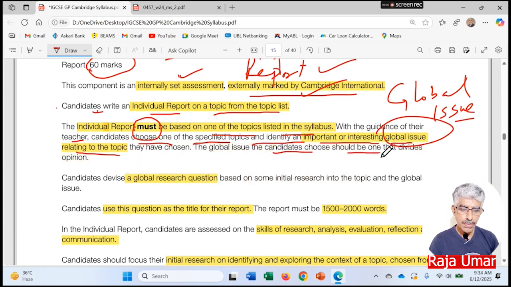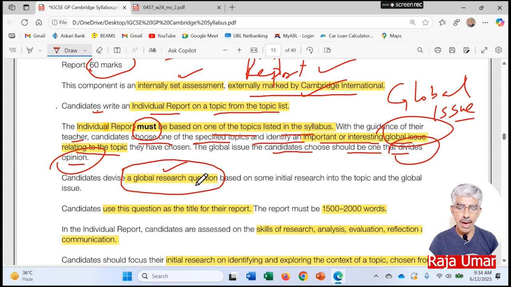The global issue the candidates choose should be one that divides opinion. It means it must have multiple perspectives: a few people should be in favor of it, a few against it, and a few having some other opinion, but all related to that topic. So people must have their own opinions about the single topic you have chosen for your individual report or research. Candidates then devise a global research question. Again, a very important thing: global research question.